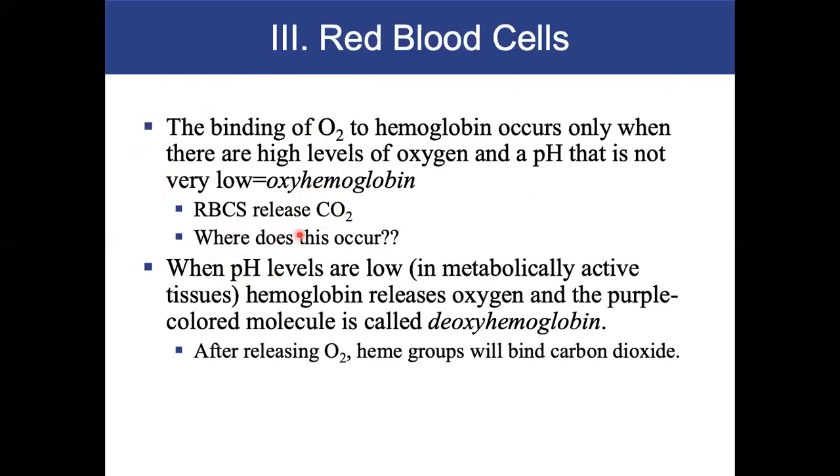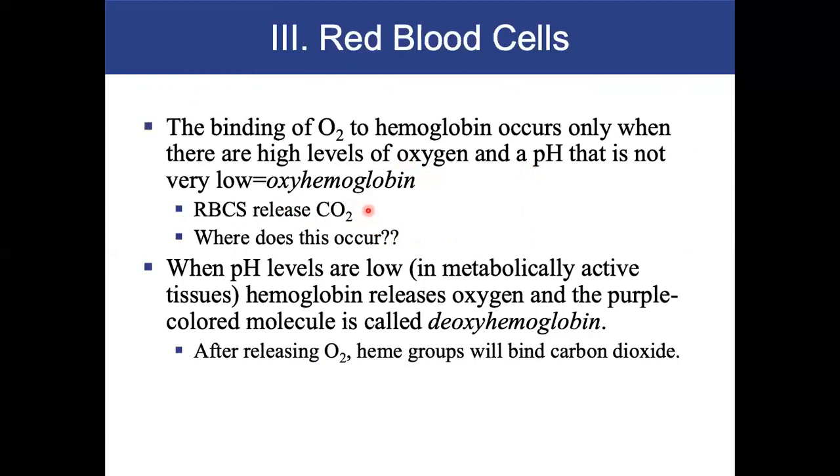Where does this occur? Go ahead and read it again. I'll wait. Where is there a high level of oxygen? I'll give you two choices. Lungs or tissues? Okay, so we have a high level of oxygen at the lungs, right? And you don't know that yet, but a pH that's not very low. So red blood cells are going to release CO2 at the lungs and pick up oxygen.